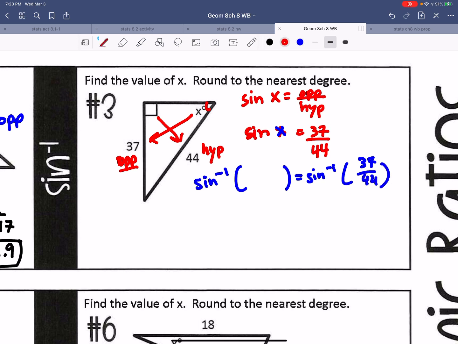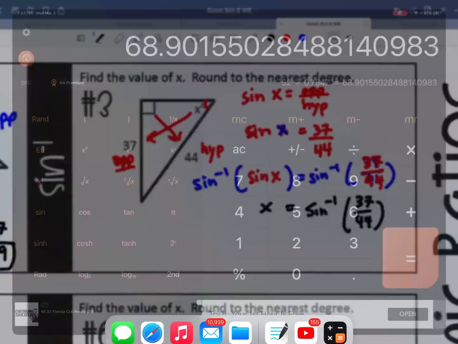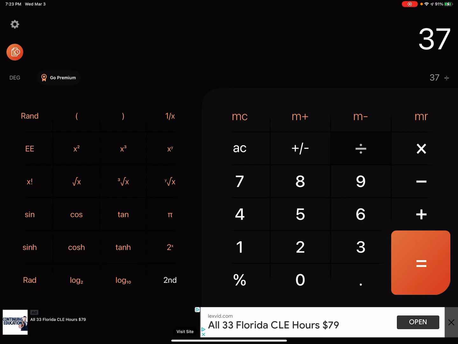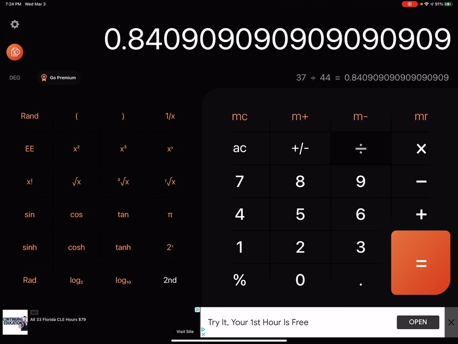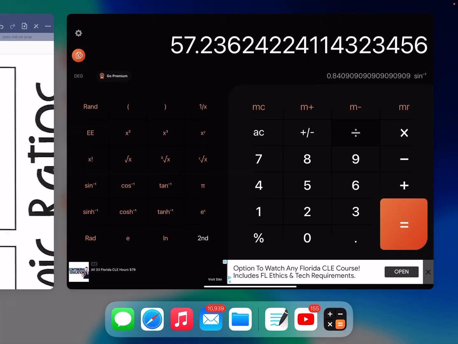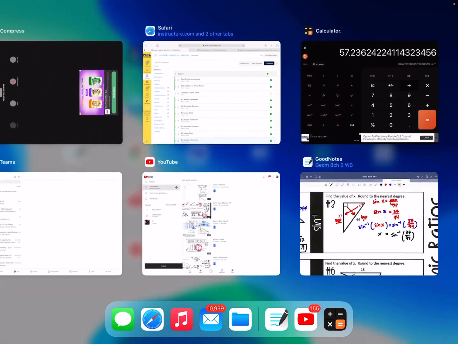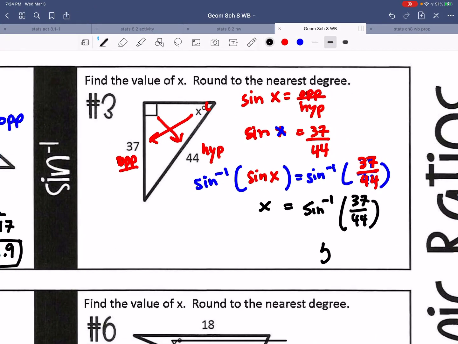So here, the sine of x, we took, and then this was our fraction. So, algebraically, we end up getting the inverse sine of 37 over 44. All right, so 37 over 44. Enter, second, sine. Okay, I got 57.2, and they want me to round to the nearest degree, so 57.2 would round to 57. And when we plug that in, we see, yep, that's a number less than 90, so that looks like a number we're looking for.